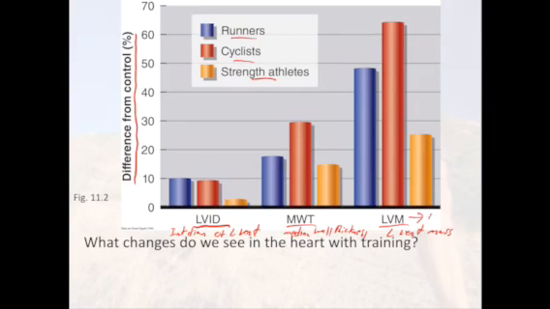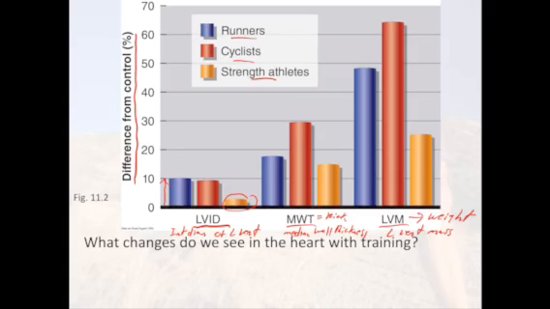This one's just like the weight of the left side of the heart, right? Really the mass, but just how big the heart is. This one is a good look at how thick those walls are, how thick your heart muscle is. Okay, so the interesting part here is that we see a 10% greater internal diameter of the heart in both the runners and the cyclists. Nothing much to speak of in the strength athletes.